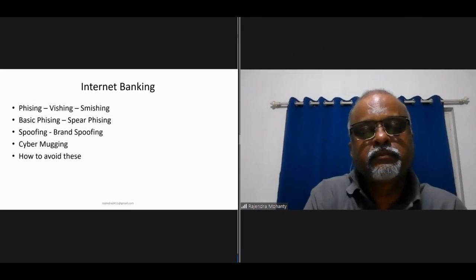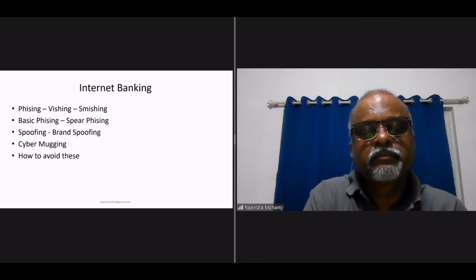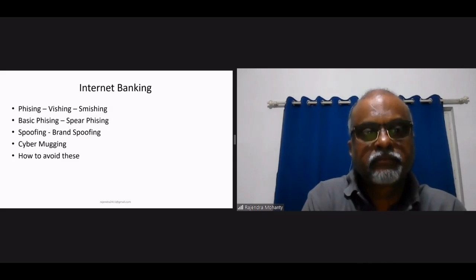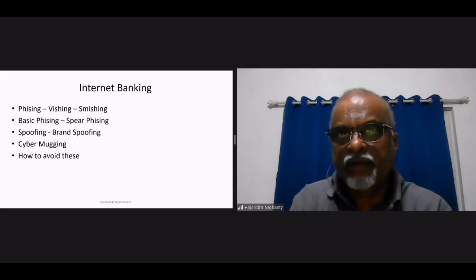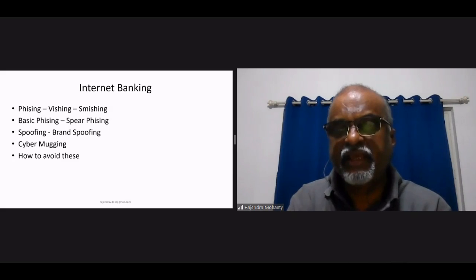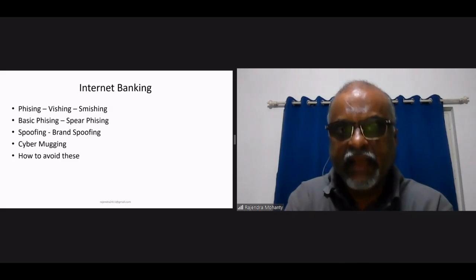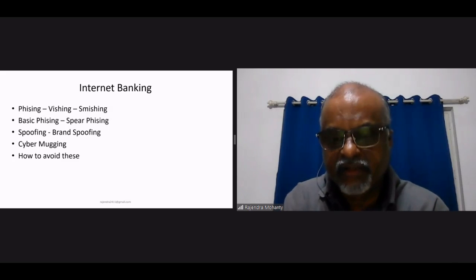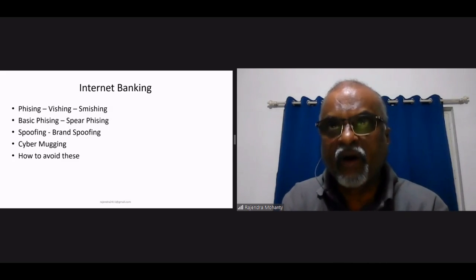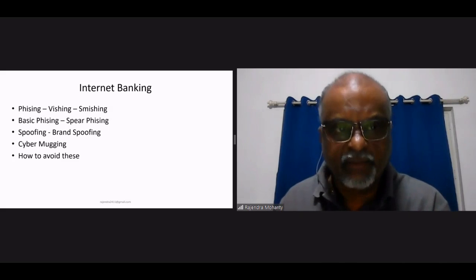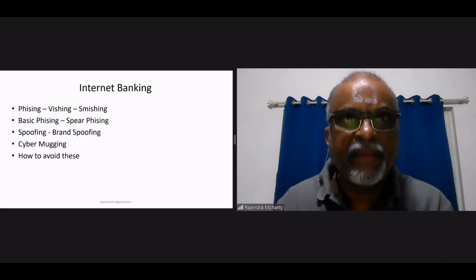Sir, nowadays some text message comes asking to link your PAN card or Aadhaar card. Click on this link. So is this basic phishing or smishing? Basic phishing, I told you, is when it involves emails containing any fraudulent information sharing or any link or any fraudulent website they will be giving. That is called basic phishing.